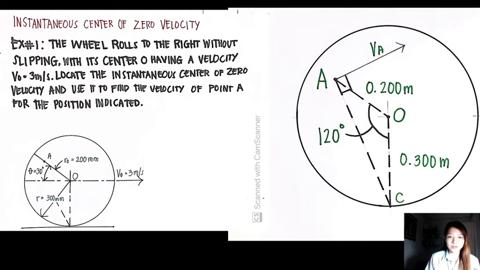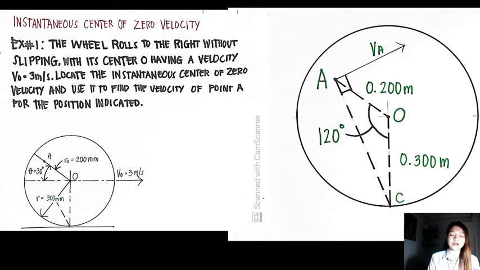Below the problem, we can see the illustration or the figure of the wheel. We have a dimension of 200 millimeters, and r is equal to 300 millimeters, and we have point A and point O, which is the origin. We also have velocity v sub O, 3 meters per second going to the right.